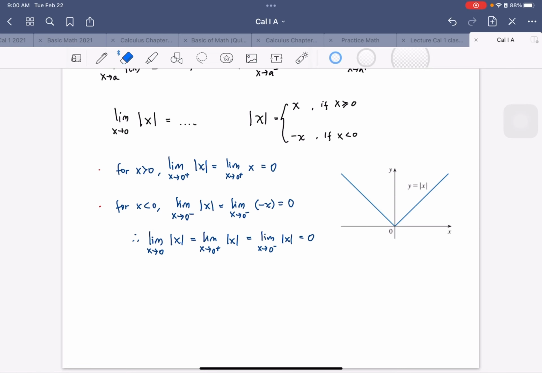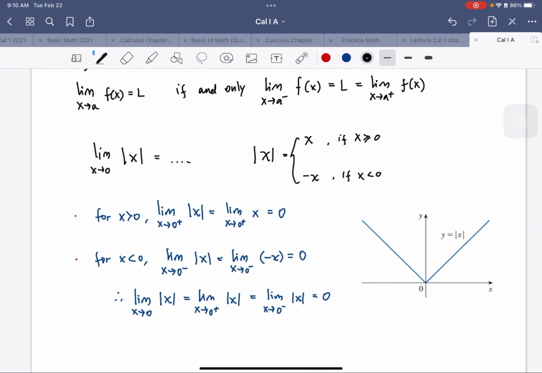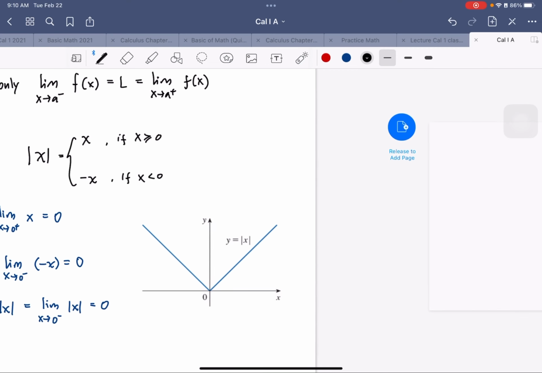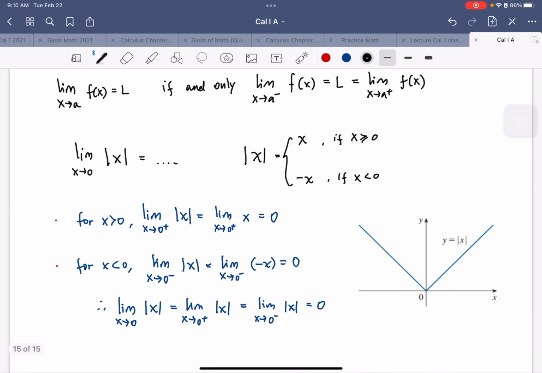I think we can have some break. Okay, we can have some break. All right. So this is the absolute value of x.